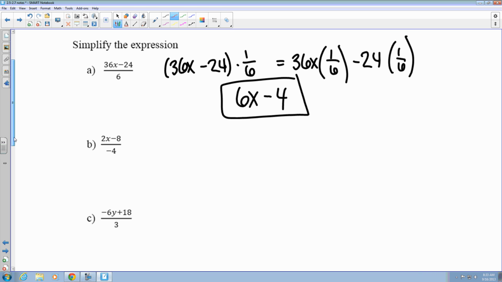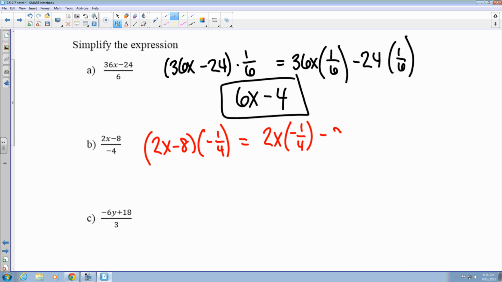Part B, 2x minus 8 divided by negative 4, multiply by negative 1/4. 2x times negative 1/4 minus 8 times negative 1/4. 2x times negative 1/4 is negative 1/2 x, and negative 8 times negative 1/4 is positive 2.